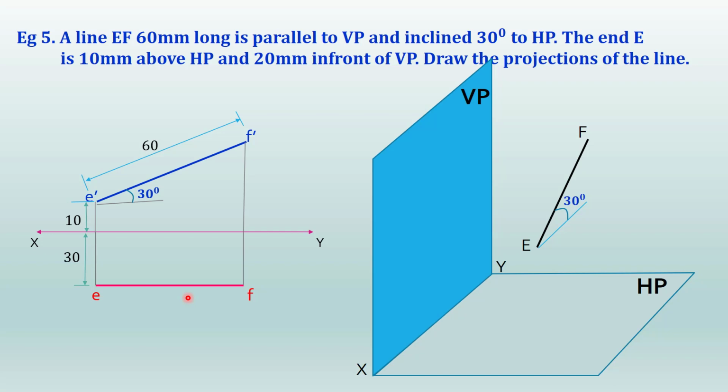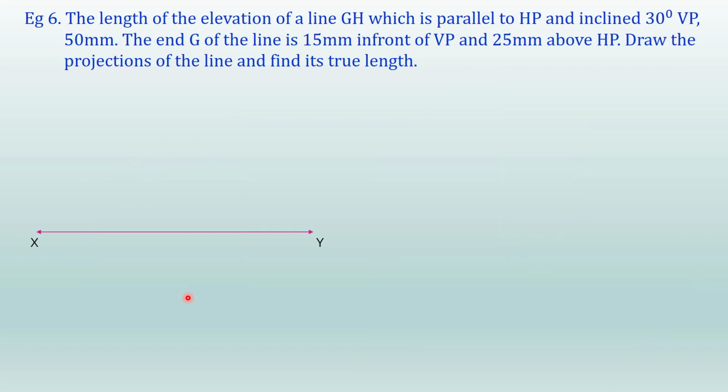Now the next question: the length of elevation of a line GH is given. Elevation means front view. The length of the front view, that means G dash H dash, is given, and the line is parallel to HP. If the line is parallel to HP, we have 2 points. One is we will get true length on HP. That means the plan will be true length, and the elevation which is obtained on the vertical plane will be a horizontal one. So G dash H dash will be a horizontal line.